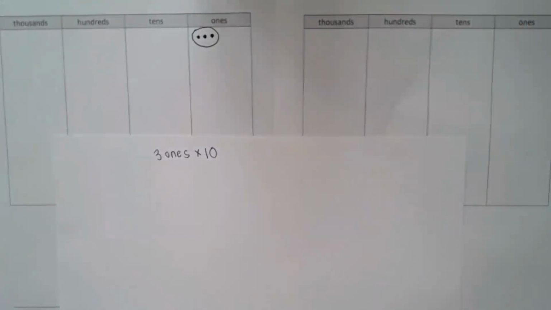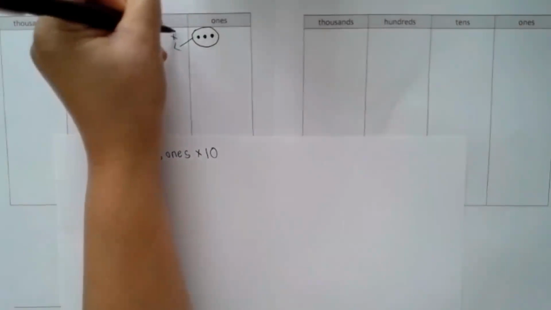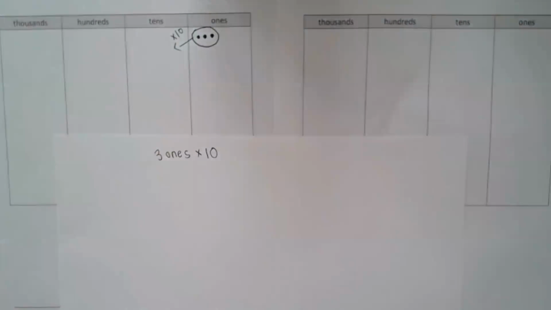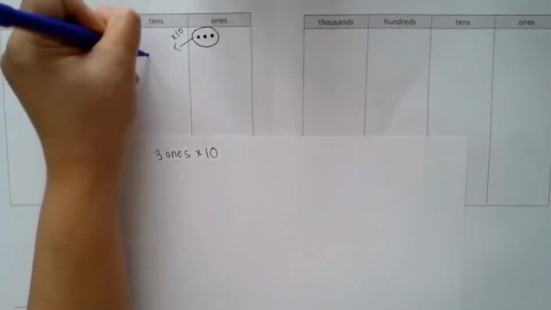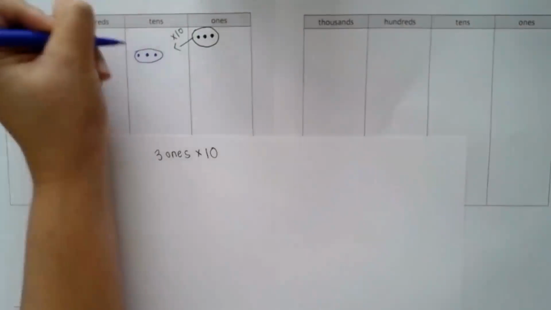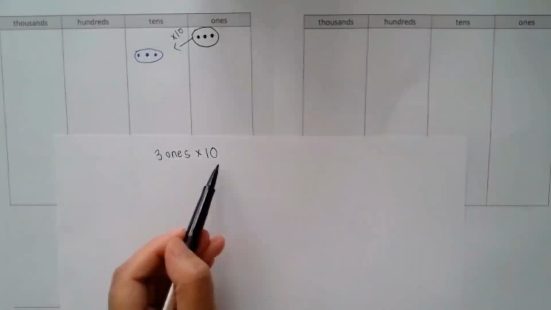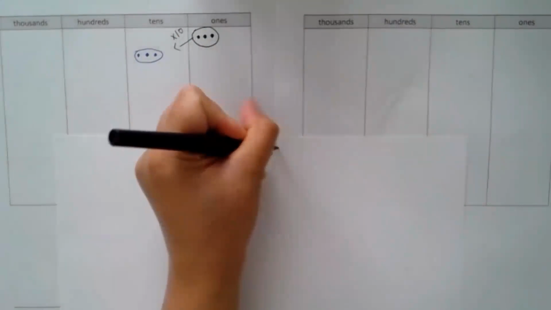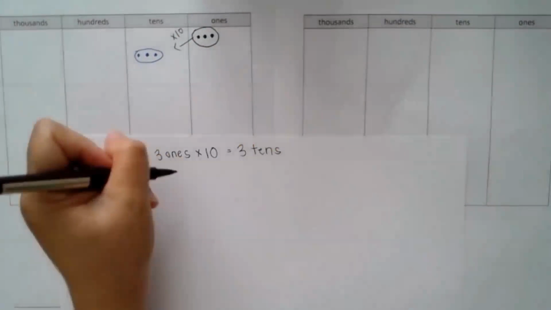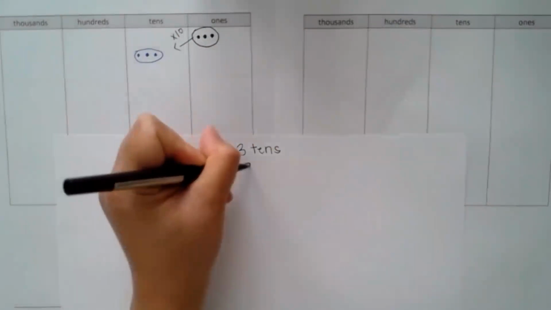We could just move each disk over to the tens place when we multiply times 10, and that would equal 3 tens. 3 ones times 10 equals 3 tens. We can also say 3 times 10 equals 30.